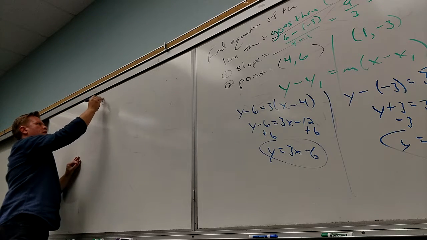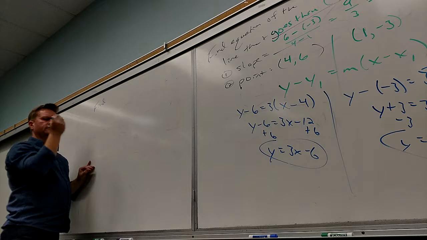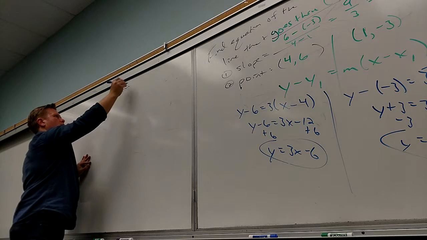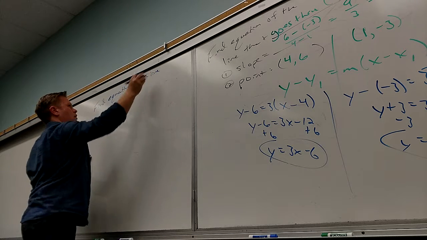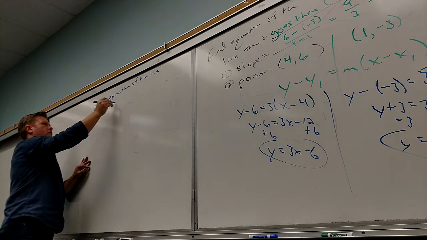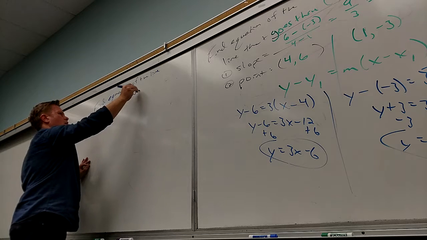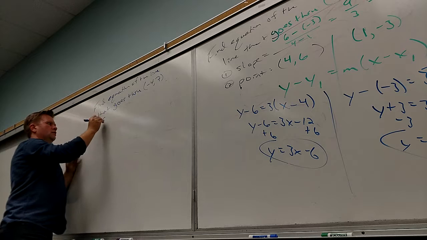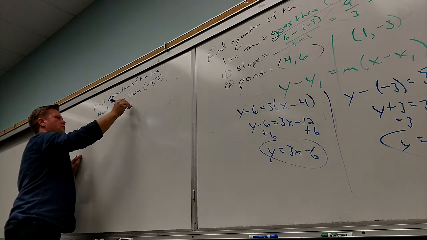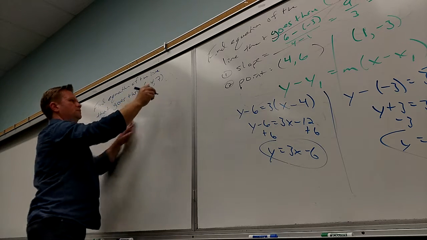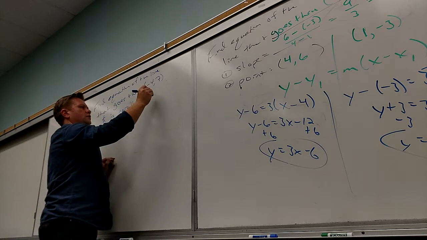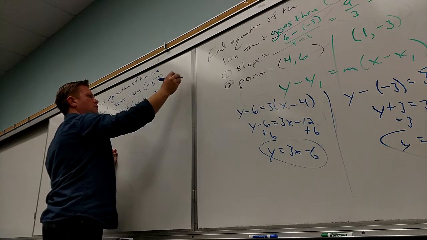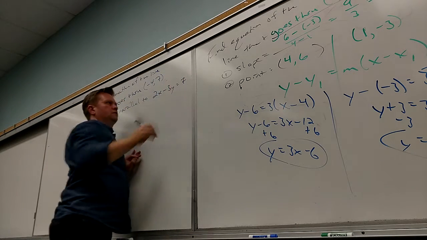Find the equation of the line. Find the equation of the line. This should sound a little familiar. Goes through negative 4, 7, and is parallel to 2x minus 3y equals 7.